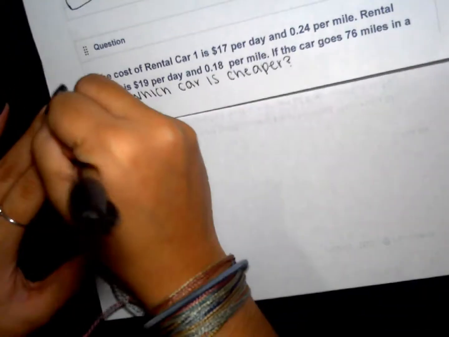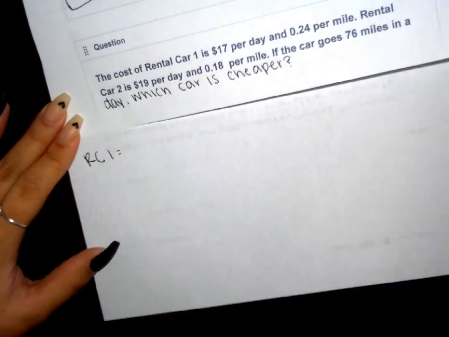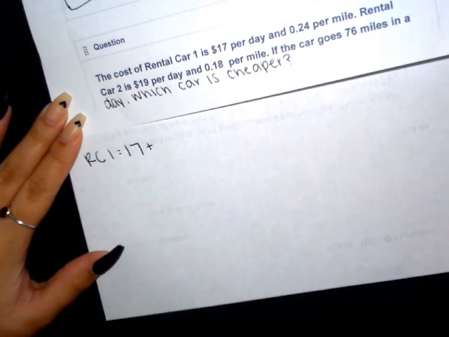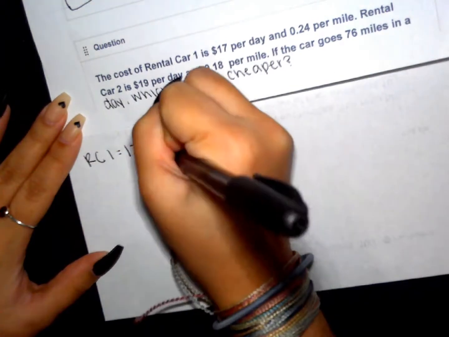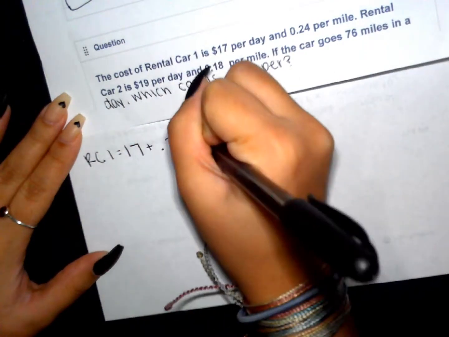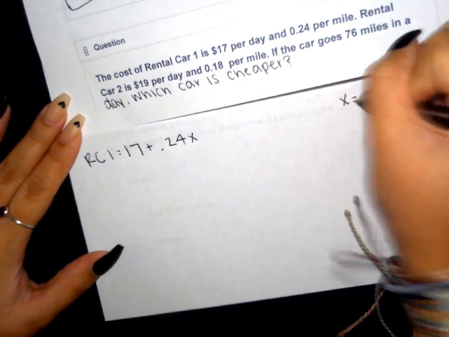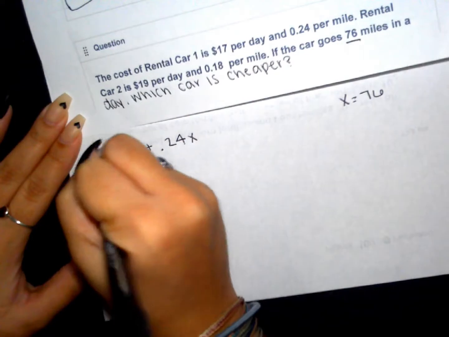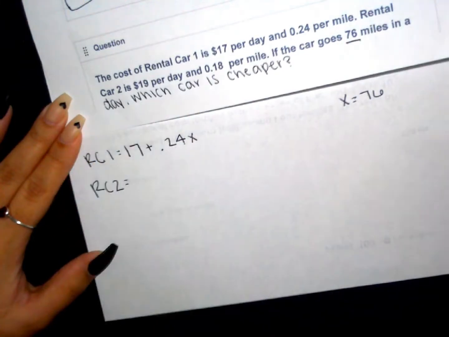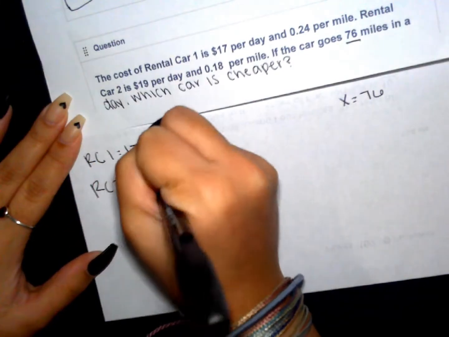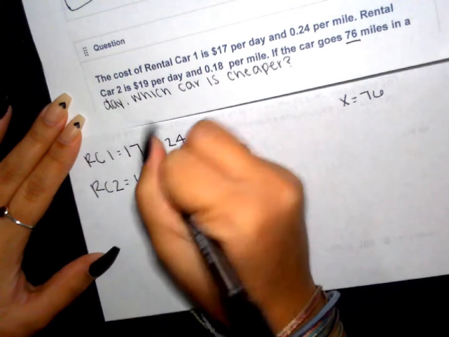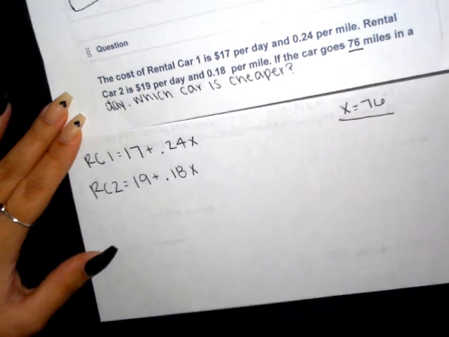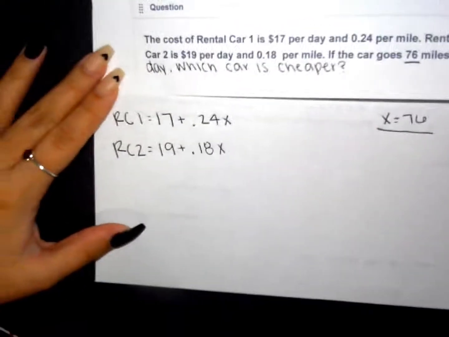So for rental car 1, I'm going to call it RC1. It's going to equal $17 per day, which is a given. So we automatically add that in. And then 0.24 for 24 cents, times X. And we know that X is going to equal 76. Okay, so then rental car 2's formula is going to be $19 per day. So 19 is our given, plus 18 cents per mile. Then we have our X, and this is still valid. X equals 76 miles, okay? Let me straighten this up.